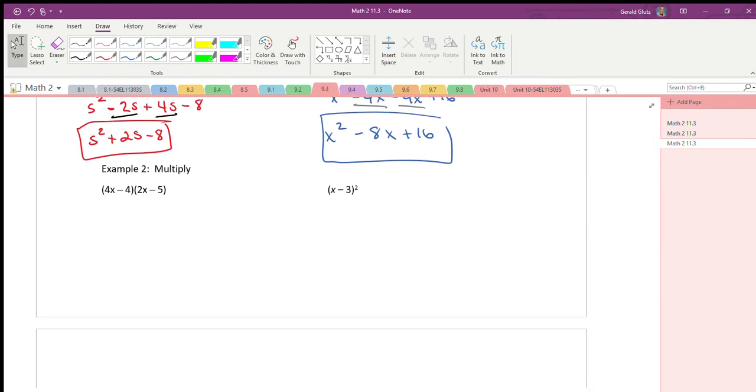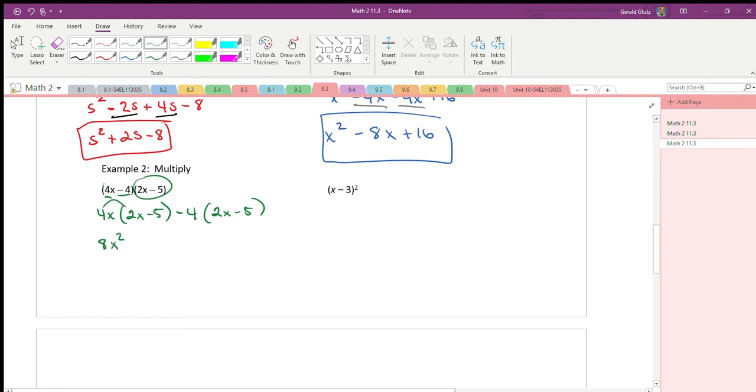So example 2. Again, we're going to do the same thing. I take the far left term, 4x this time, times the second binomial, 2x minus 5. Then I write the rest of the first binomial, minus 4, and then I write the second binomial again, 2x minus 5. Basically, I'm just distributing this 4x to the 2x minus 5, and then I distribute the negative 4 to the 2x minus 5. So 4x times 2x is 8x squared. 4x times negative 5, 4 times negative 5 is negative 20. We still have the x there.